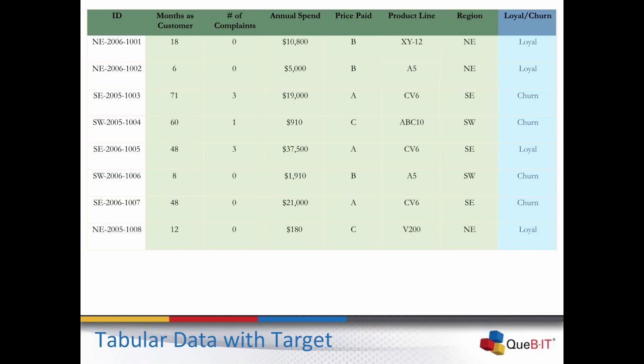So what we have in the middle, the green columns, are the variables that might help us predict whether or not they're going to be loyal or they're going to churn. Now on the far left, we have a unique identifier that isn't a predictor per se, but would help us merge this data with other information. Okay? So that's tabular data with target. The whole idea again is that we're trying to predict the blue column using the green columns.